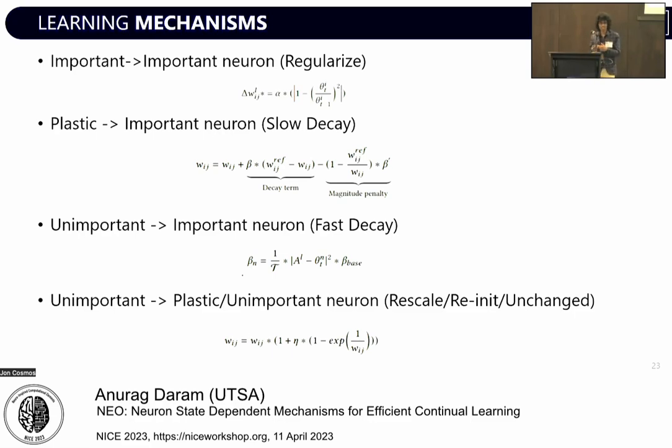And then the final one is unimportant to plastic, or unimportant neuron, the other outgoing weights. So we can either rescale, reinitialize, or not change them. Let's start with reinitialize. What reinitialization does is it gives those weights the chance of getting that node to learn for the future task, basically increasing the plasticity. What rescaling does is, if the weights are very low for that particular node, those low valued weights are slightly upscaled so that they can learn for the future tasks.